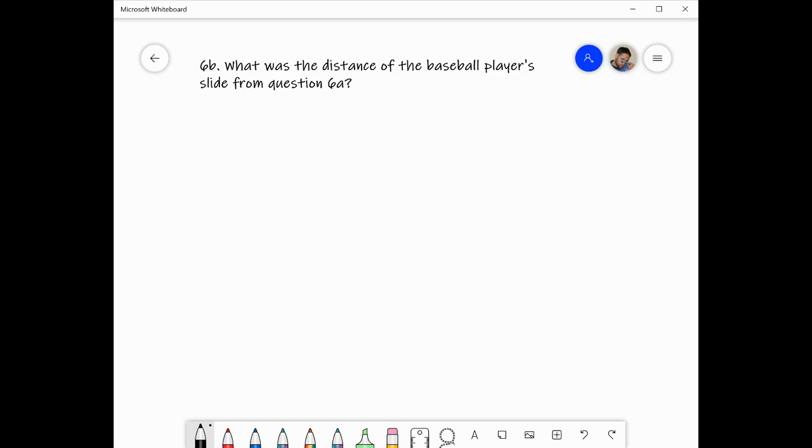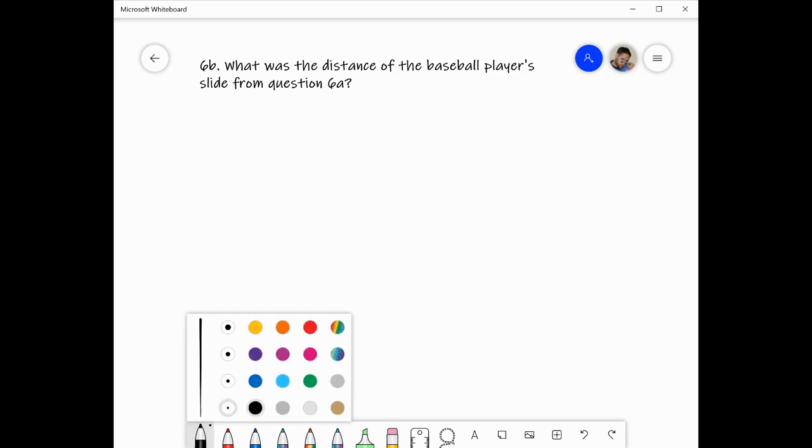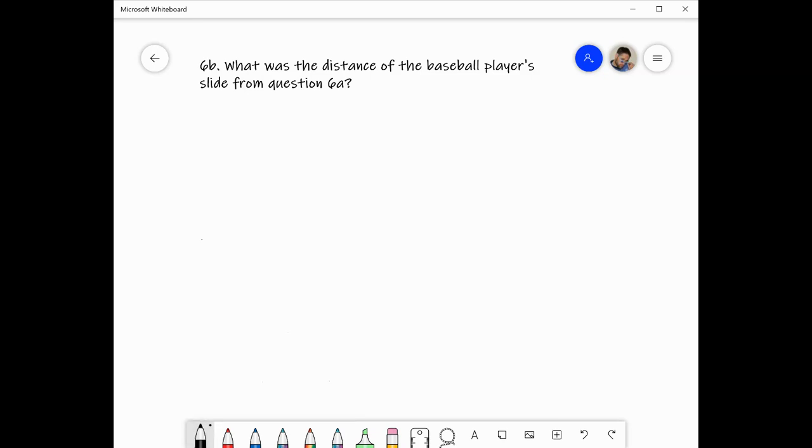But here's the question. This is following up from the baseball player in the last one who was sliding into third base. It says, what was the distance of the baseball player's slide from question 6A? So I'm going to have to remember a few things to help me out. The first thing I need to remember is the acceleration from 6A. My acceleration is the thing that we just calculated, and that was -3 meters per second squared. So that's the first of the things.